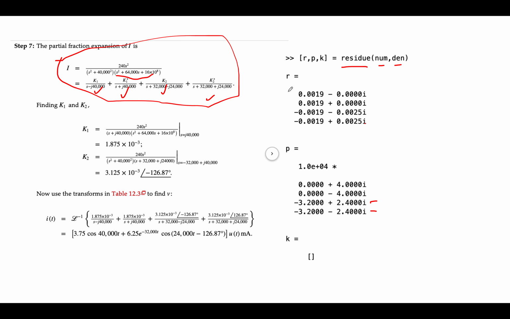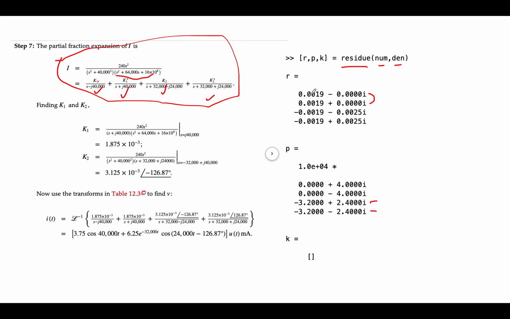So then from MATLAB, you're actually already given your K's because it calculates those for you. So you notice these are the complex conjugates. So it's giving you K1 is this first term. And so that's 0.0019. They did a significant digit thing in your book and got 1.875, so that's okay.